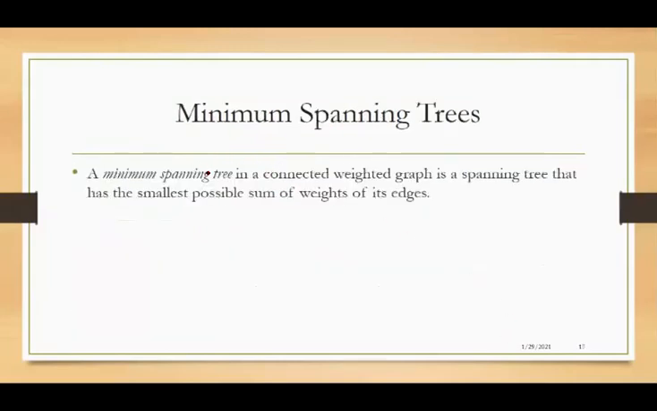Now, what is a minimum spanning tree? A minimum spanning tree in a connected weighted graph is a spanning tree that has the smallest possible sum of weights of its edges. So basically, we will present how to find a minimum spanning tree for weighted graphs. We have 2 algorithms for constructing minimum spanning trees. Both of the algorithms keep on adding the smallest weight from those edges with a specified property, that is, they have not already been used. Both the algorithms are greedy algorithms.